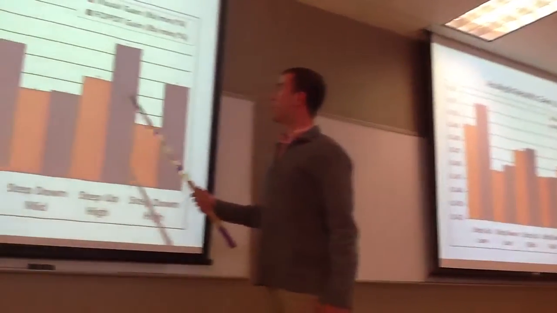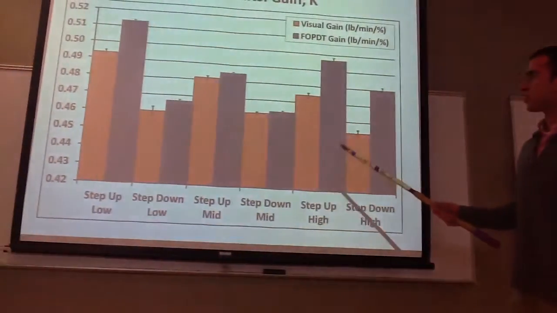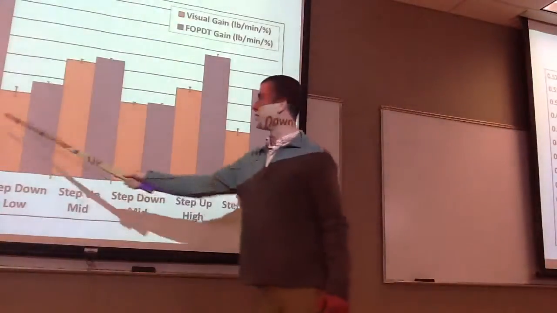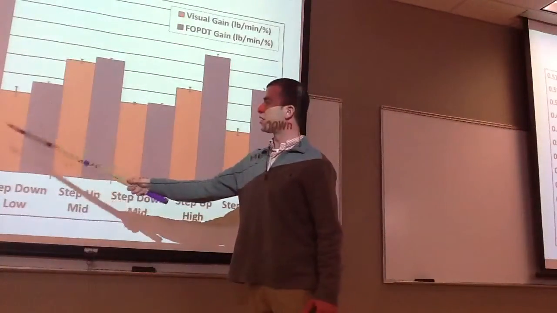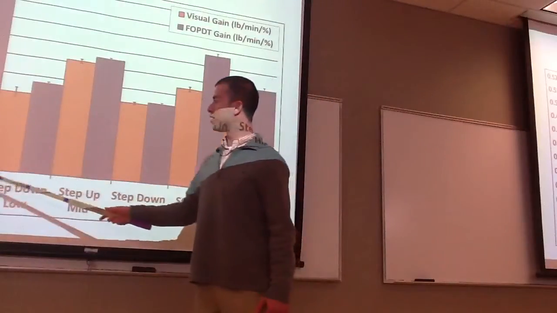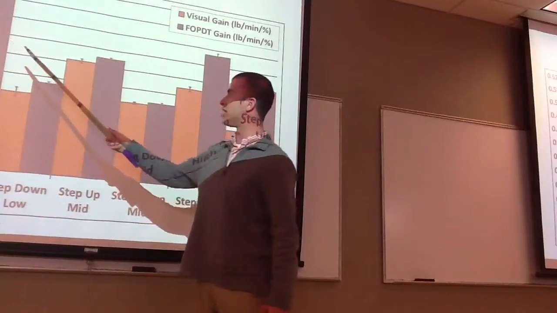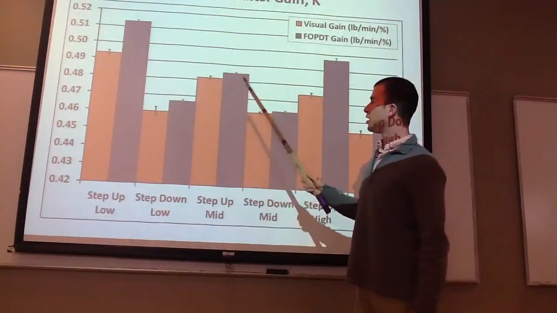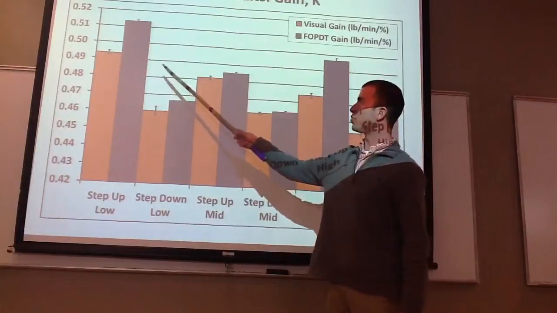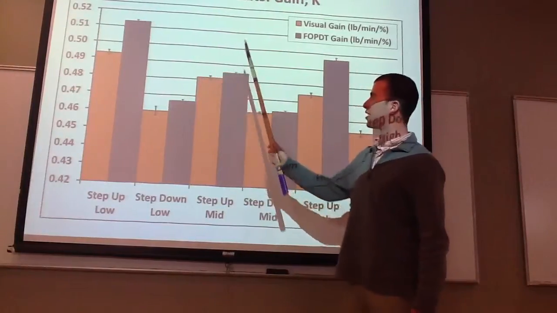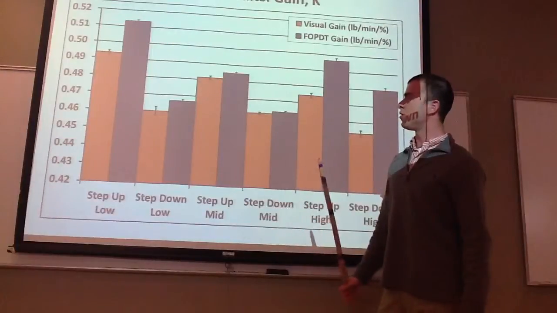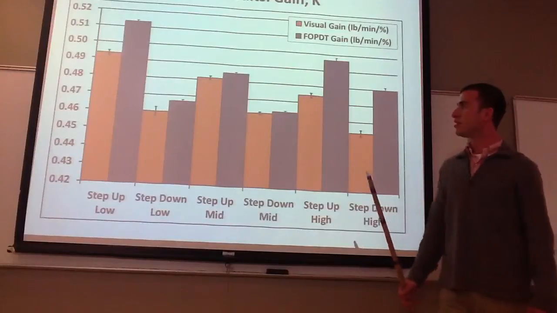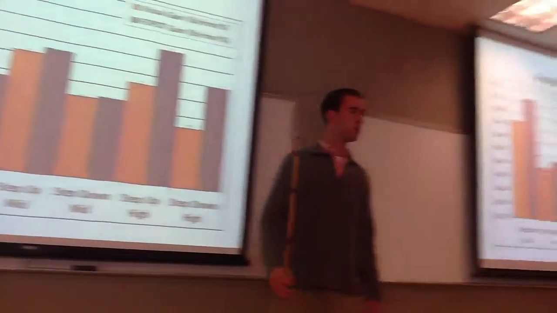Here are our results from our step up and step down experiments for the low, mid, and upper ranges. This is your visual gain, which is the actual experimental gain. For the low, the step up is around 0.495 pounds per minute per percent, and the FOPDT parameter set is around 0.515, so that gives you maybe a 1 or 2% difference, which is pretty close. So it shows that the modeling parameters help you out pretty well.